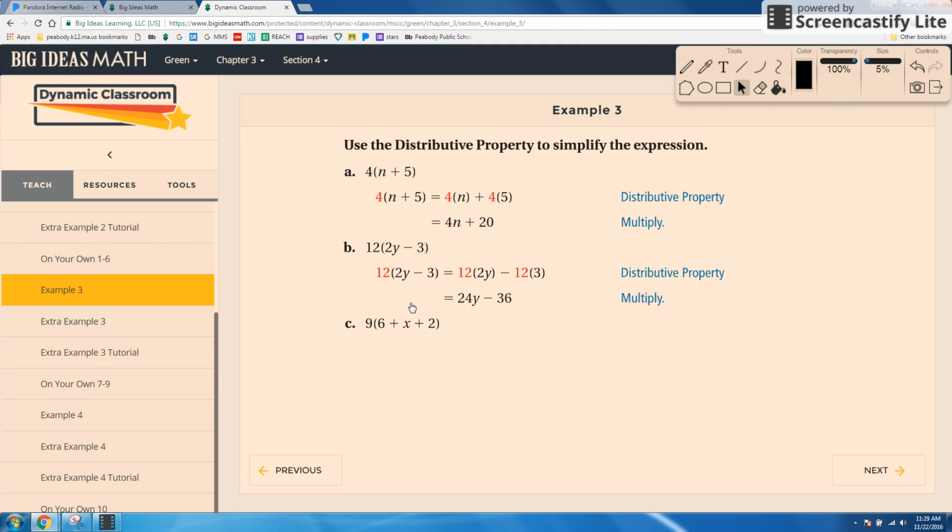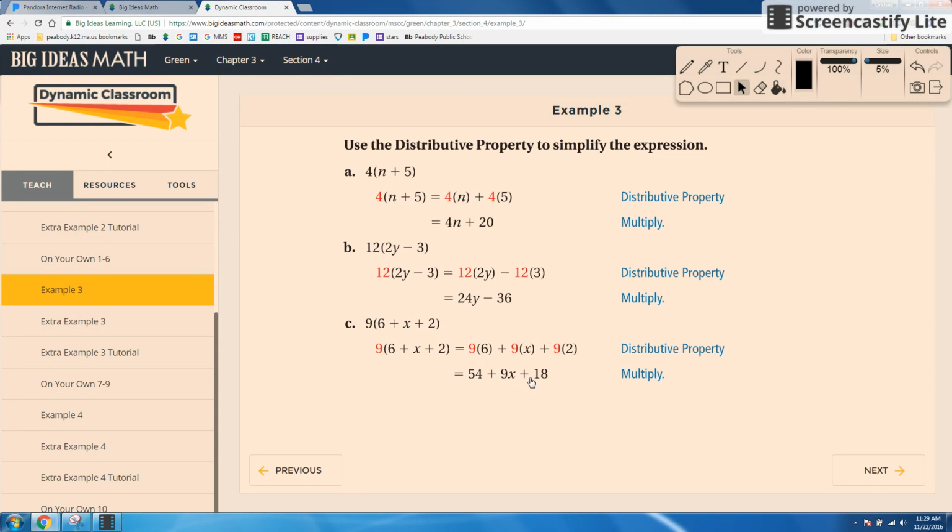You can either add the 6 and the 2 together and make it x plus 8 on the inside, or you could do each one individually. So they're doing it individually. So 9 times 6, 9 times x, 9 times 2. So that is 54 plus 9x plus 18.